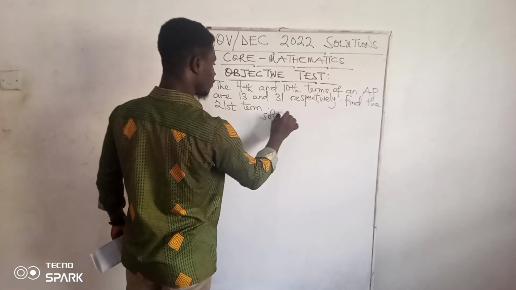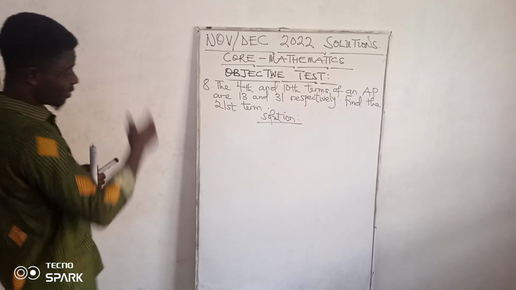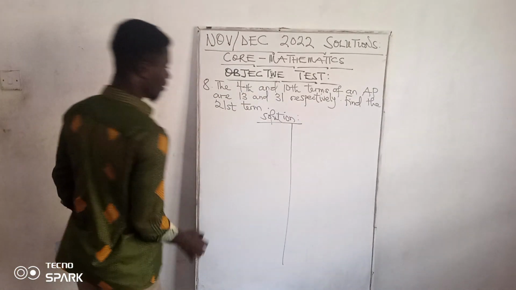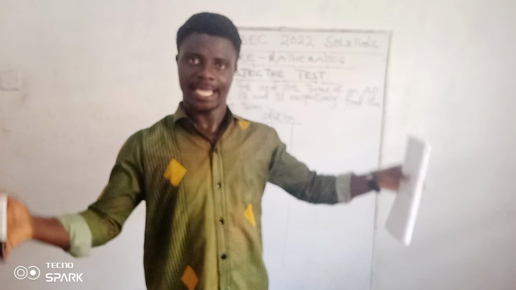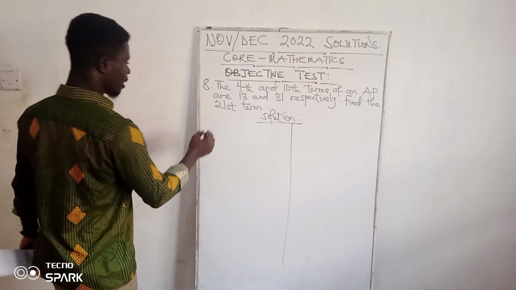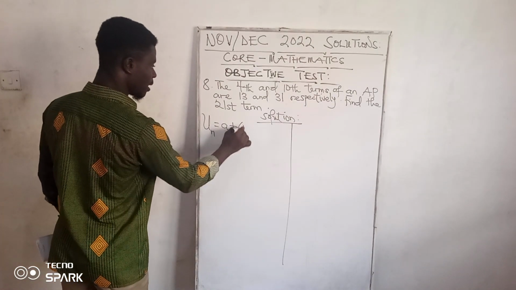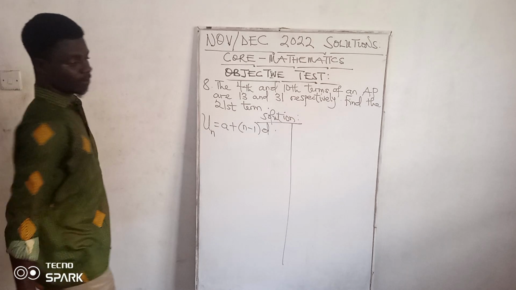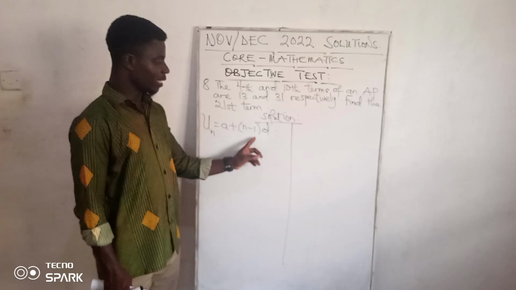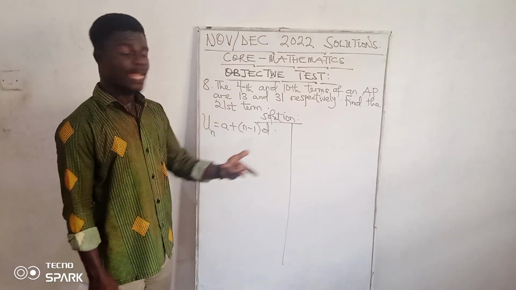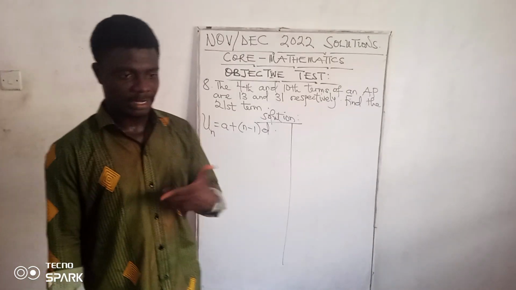So solution, I'll be cleaning as I'm doing that. So kindly watch it carefully. So now let's see. So then we have to write for what? We have to write the nth term of an AP. What's the nth term of an AP? Which means Un must be equal to a plus n minus 1 d, right? That's the nth term, where n is the number of terms, a is the first term, and d is the common difference.